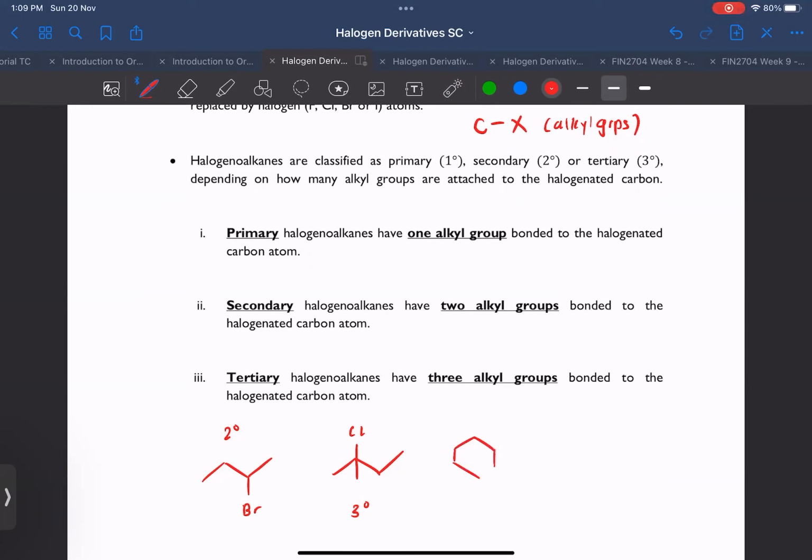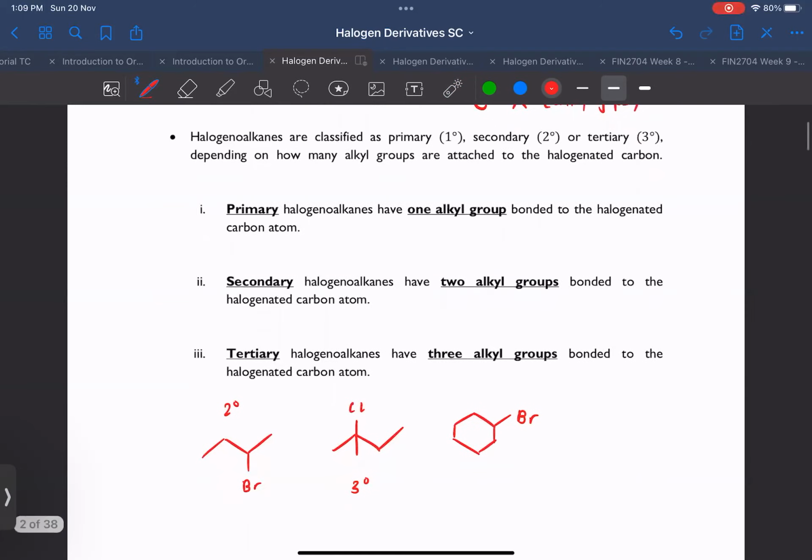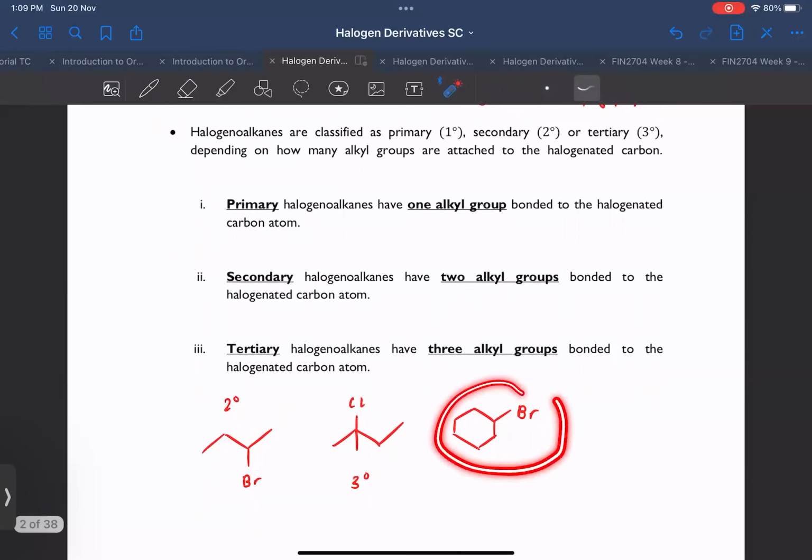There are ring examples. A lot of the time, ring structures can cause a bit of confusion. So I just want you guys to make a guess. Is this a primary, secondary, or tertiary halogenoalkane? Take a look at the ring structure. You might have your own answer already, but this should be a secondary halogenoalkane.